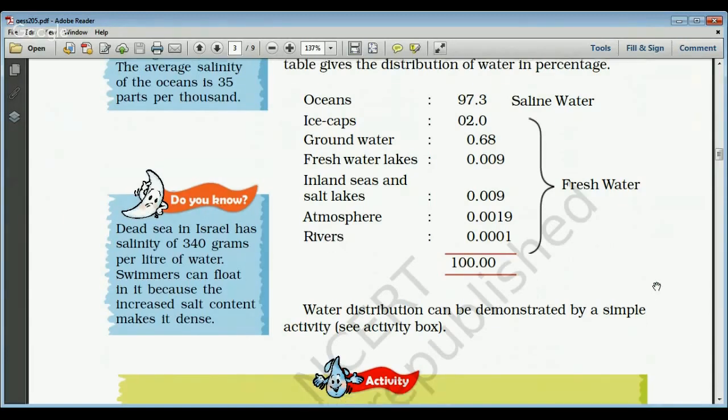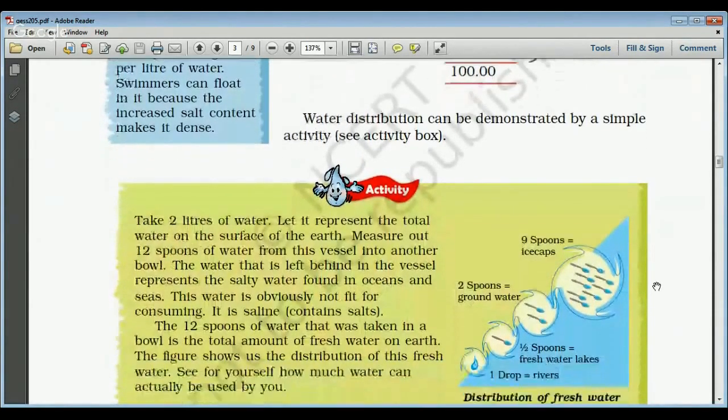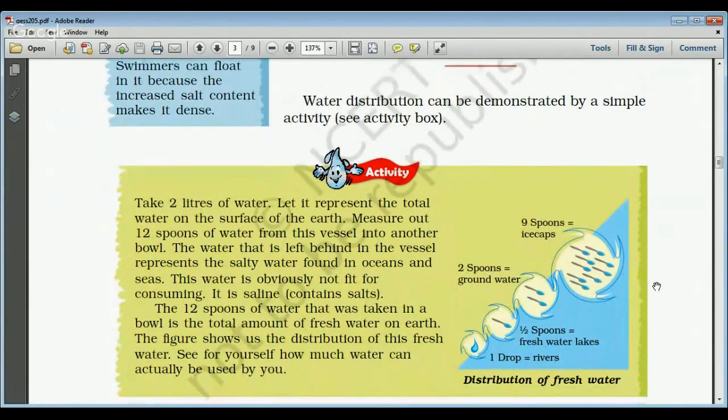And water distribution can also be demonstrated by a simple activity. If you take a 2 liter bucket of water, then only 1 spoon of water is rivers, and 12 spoons of water is actually the fresh water. So you can imagine that the amount of fresh water is very less on the earth.